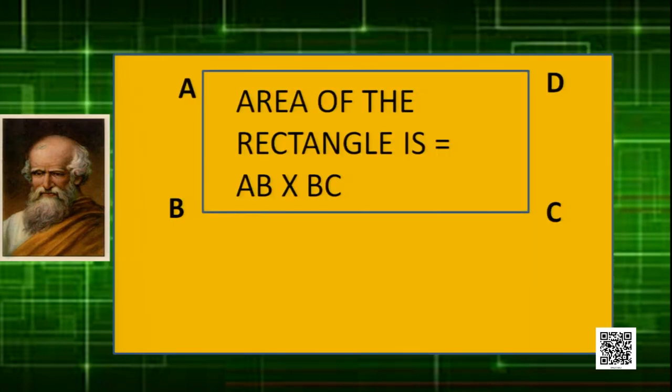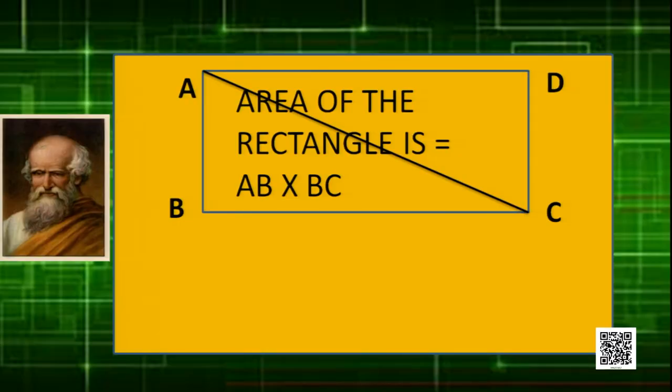Let's see. Here, ABCD is a rectangle, and AB and BC are respectively the breadth and length. You see, the length and breadth are two consecutive sides, AB and BC. So, we can say the area of this rectangle is AB into BC. If we draw a diagonal AC, then what happens? This divides the rectangle into two equal parts, and each equal part has an area that is half of the area of this rectangle.